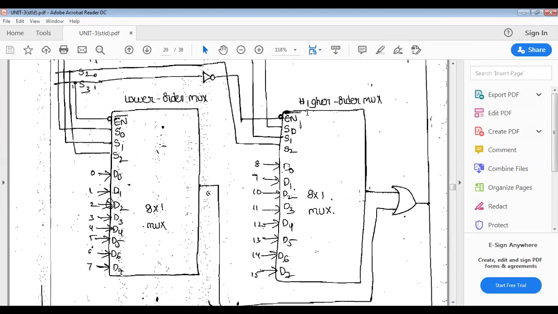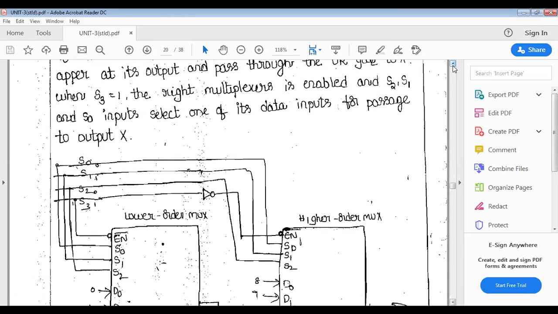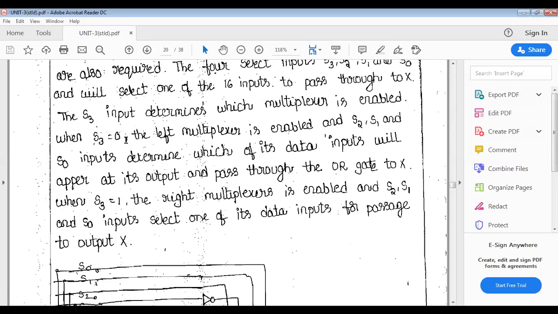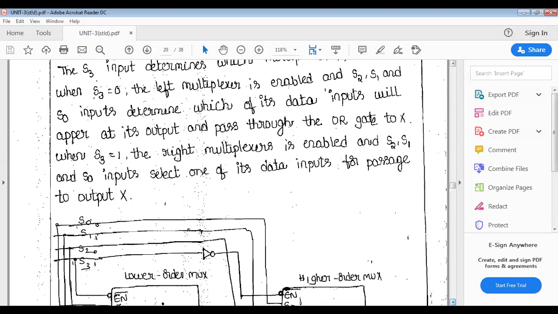It's the lower order multiplexer and the higher order multiplexer. Higher order means D8 to D15, and lower order means D0 to D7, as I represented here. Meanwhile, you can assume this is the left side and this is the right side. When S3 is equal to 0, the left multiplexer is enabled, and the S2, S1 and S0 inputs determine which of its data inputs will appear at its output.